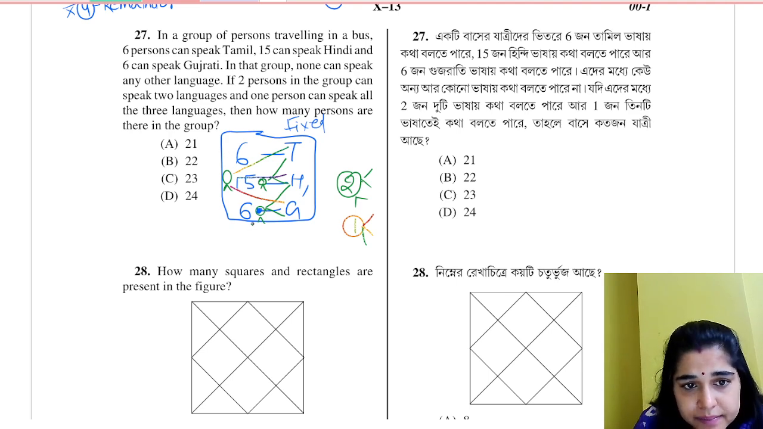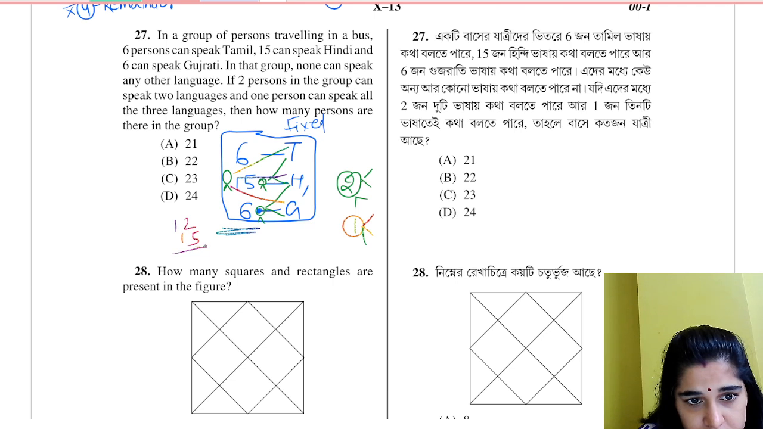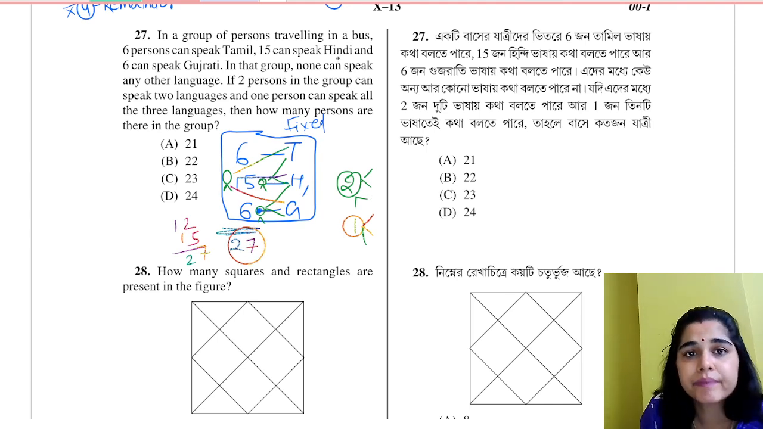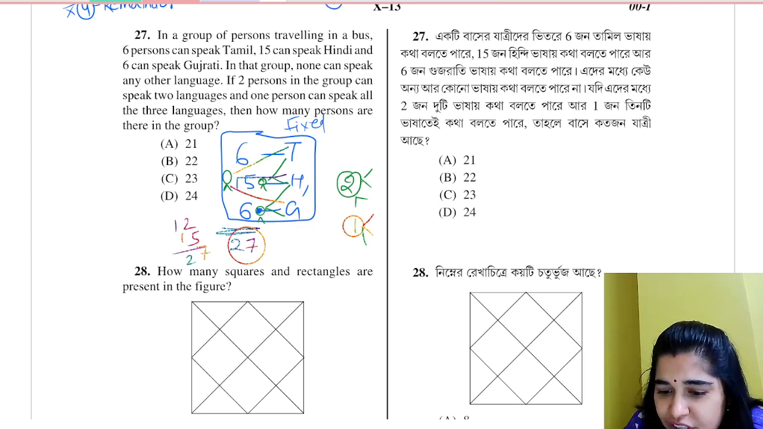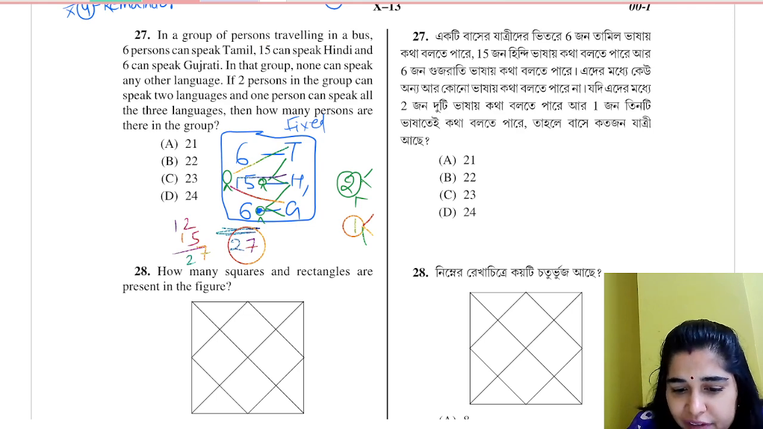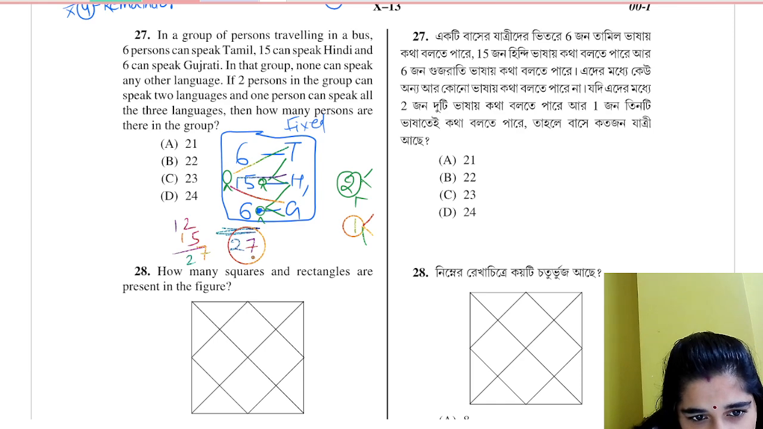So totally we can see here, two can speak two languages, two can speak three. Here see the total. Total is what? 6 and 12, and from here 15. Here 27 is the total. But in this 27, what is happening? There are two people who know two languages each, and one who knows all three languages. So subtract one from here, who knows two languages.